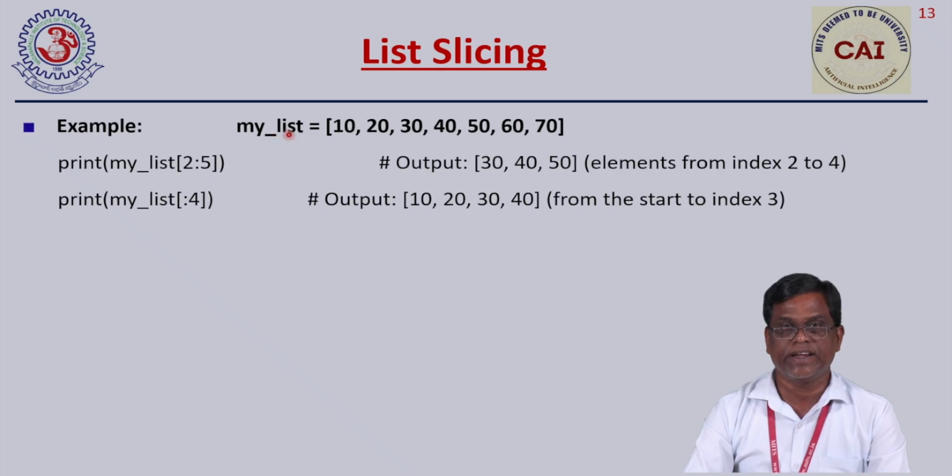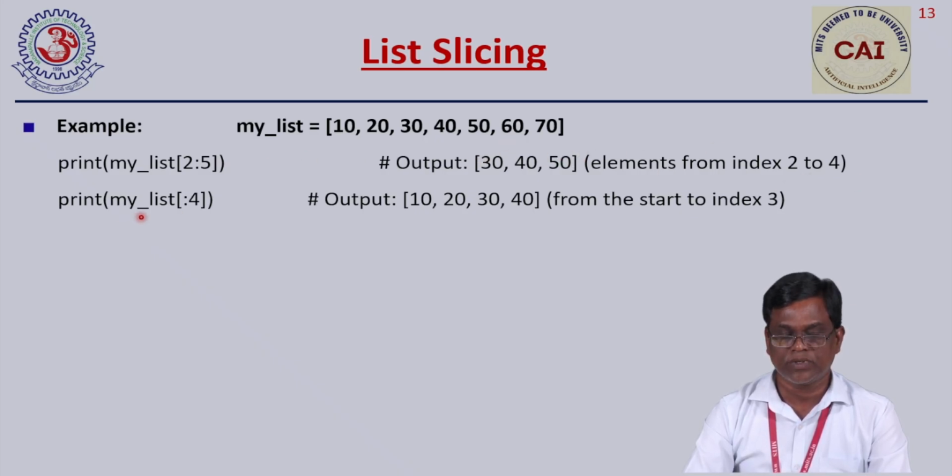I created the list with the values 10, 20, 30, 40, 50, 60, 70. Now I am trying to use the slicing operation here. My list of 2:5 indicates that we need to start from element 3 and go up to element 6. Element 1 is 10, element 2 is 20, element 3 is 30. From here it will go up to index 5, so 30, 40, 50. The third, fourth and fifth elements will be accessed here.